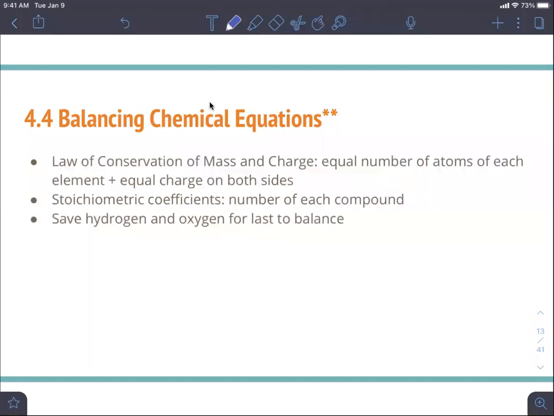Because there are usually a lot of hydrogens in these compounds, and oxygen is always a bit tricky to balance, it's best to save those two for last. But just as an example of what stoichiometric coefficients are, it's like 2 H's plus 2 chlorines, that's 2 HCl. So these are just the stoichiometric coefficients.